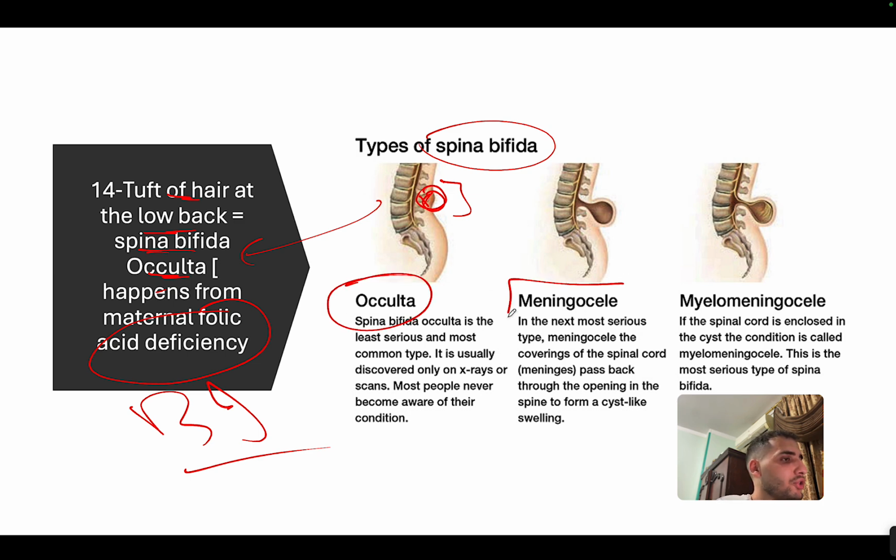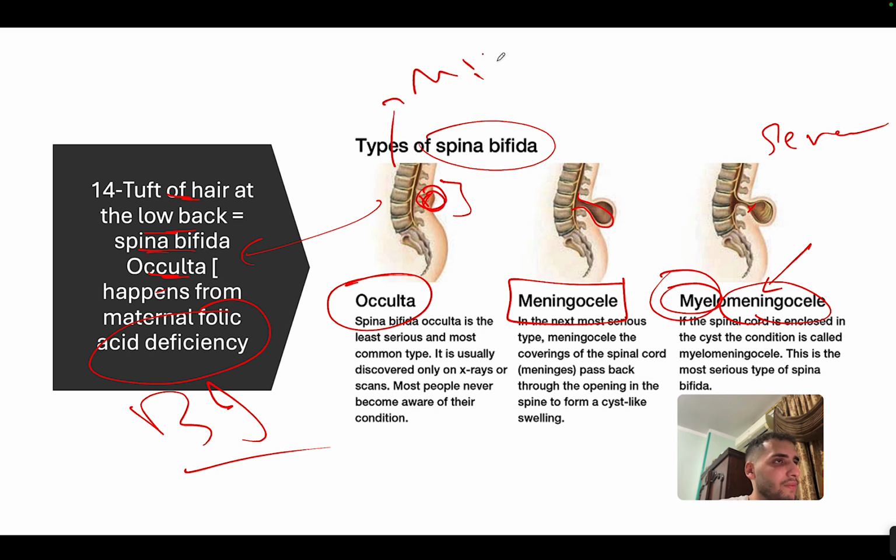We have meningocele. Meningocele would be just herniation of the meninges. Then we have myelomeningocele, which is herniation of the meninges and also the spinal cord and nerves. Of course, this one is the most severe, this one is mild.